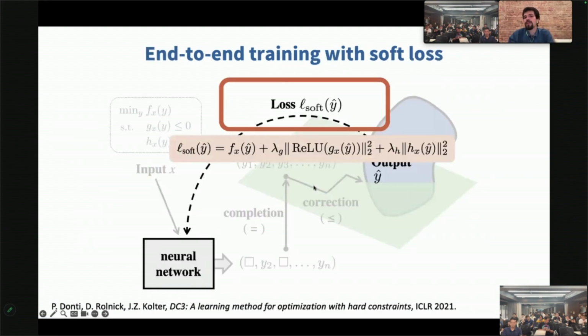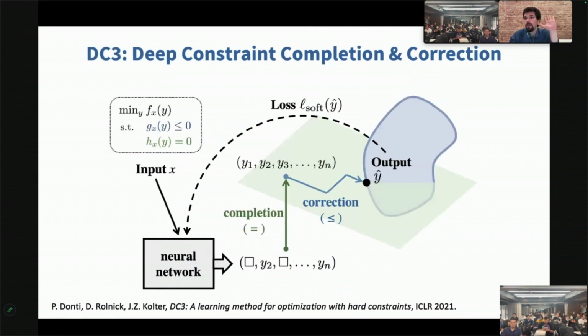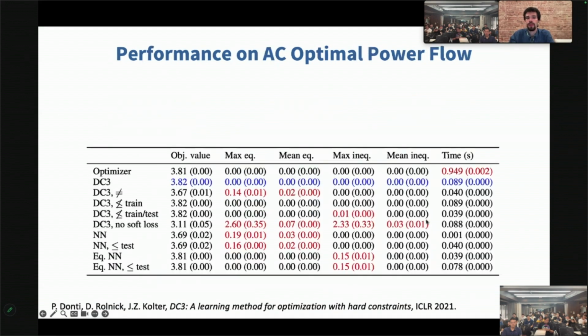And we train the entire thing end to end to minimize the objective function, also to minimize any deviation from the constraints. And in practice, this works perfectly. You don't get a violation of either the equality constraints because of the completion procedure or the inequality constraints because of the correction procedure. Here is the performance on optimal power flow, though it can solve a lot of other things as well. It's a general framework.